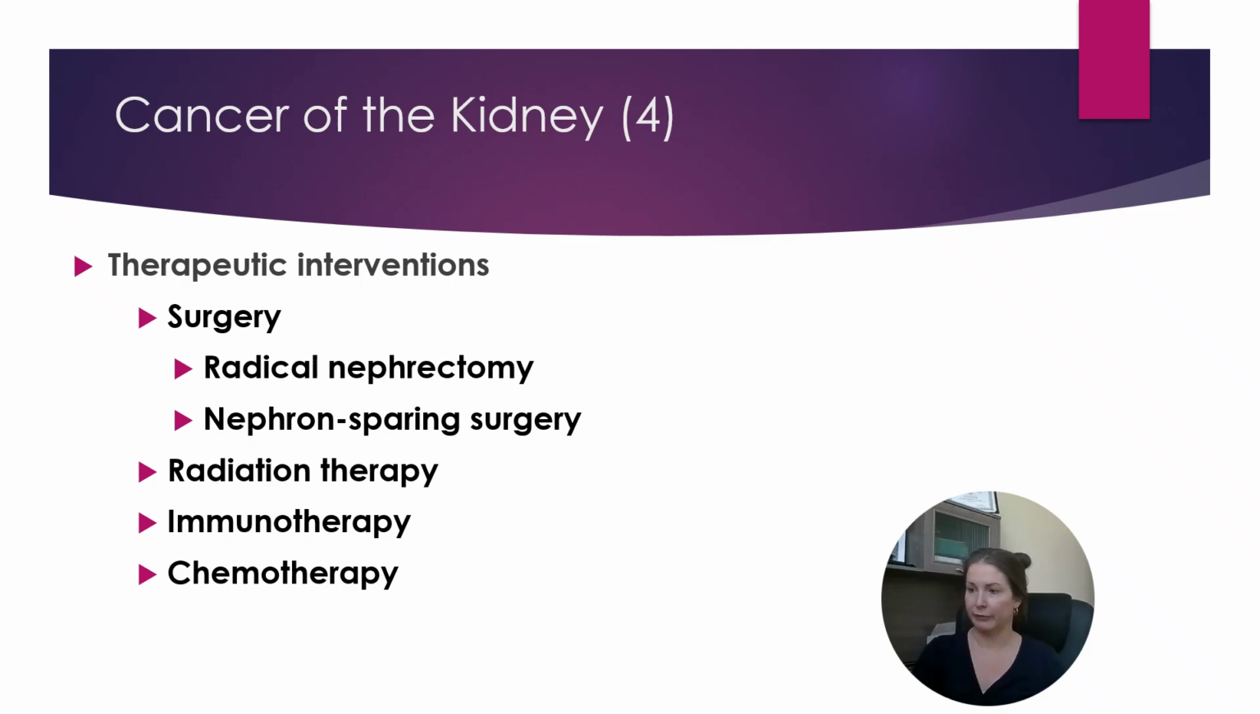So you can have a radical nephrectomy. That's going to be whenever they're removing the entire affected kidney, adrenal gland, the surrounding fats, and sometimes nearby lymph nodes. A nephron-sparing surgery, so a partial nephrectomy. That's going to be where you only remove the tumor and part of the kidney, so it preserves the kidney function. That's often used for your smaller tumors and tumors that are localized.